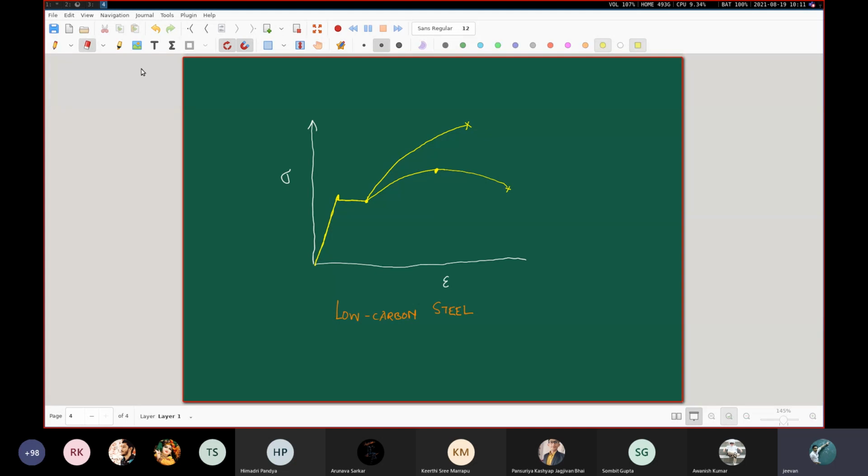So let me draw it with a slightly lesser slope, otherwise I'll be in trouble later on. Okay, something like that.